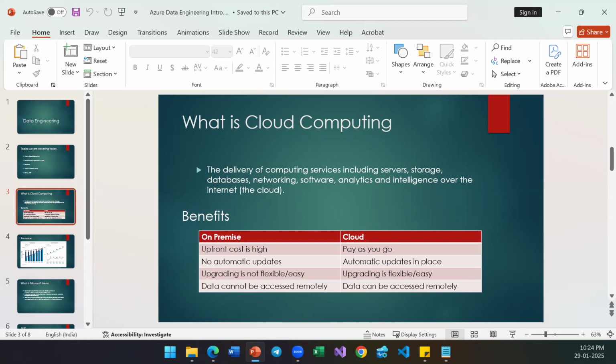Thanks, Harish. I have a question here on the chat saying that we don't have a license for Azure services, so how are we going to practice? Guys, please don't create your accounts. That's the first thing I would like to mention here. I'm repeating again: don't create your services.